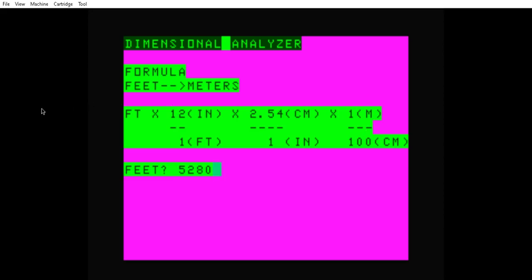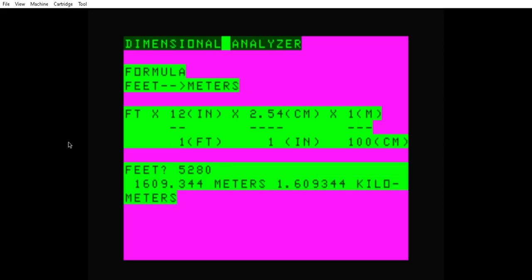So 5,280 feet. And if I press enter, the computer tells us that it's 1,609.344 meters. But we still want to know, because a foot is not really equivalent to a meter. A meter is over 3 times the size of a foot. So we want to break it down into kilometers.